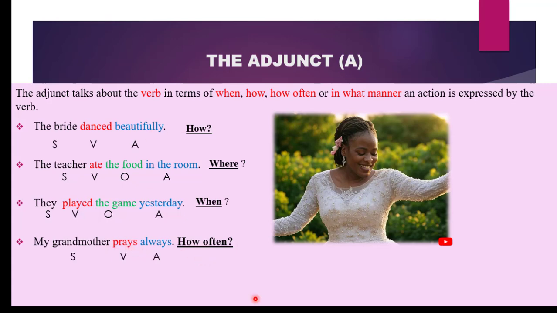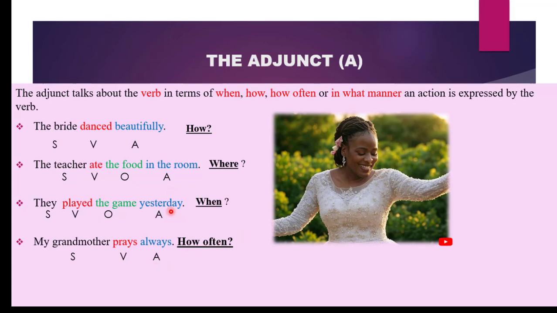Practically, that is the function of the adjunct. It gives extra information about the verb, about how the action is performed, where the action is performed, when the action is performed, even how often the action is performed. So words or phrases that give this information would be called adjuncts.